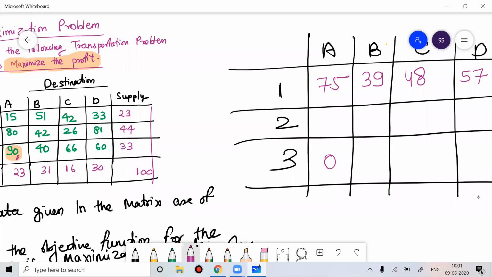Then 90 minus 80 is 10. 90 minus 42 is 48. 90 minus 26 is 64. 90 minus 81 is 9. 90 minus 40 is 50. 90 minus 66 is 24. And 90 minus 60 is 30. So subtract all the elements from this maximal element.